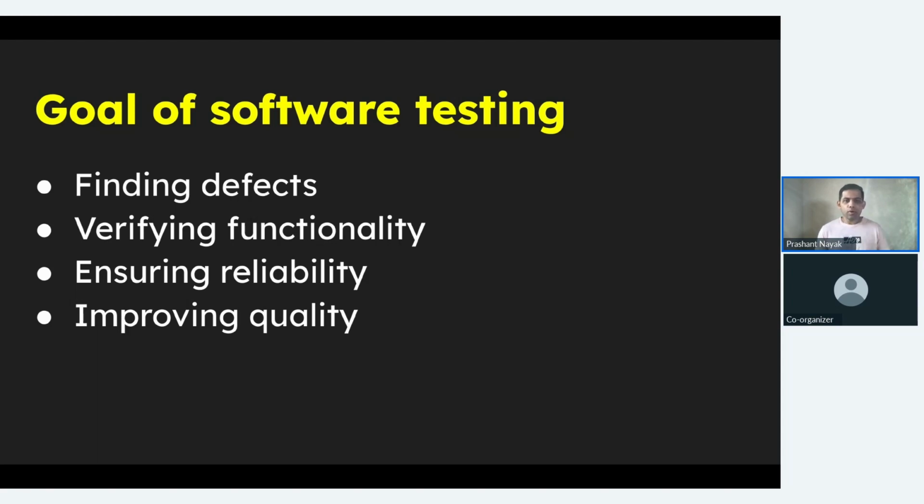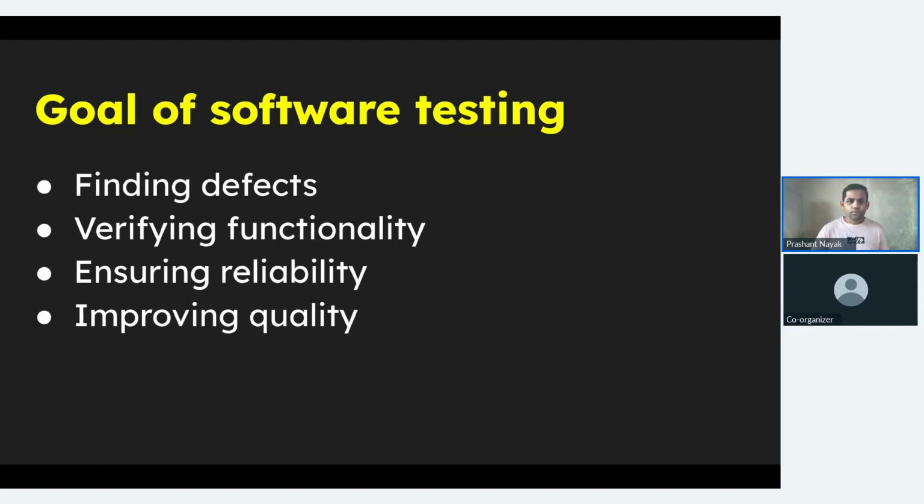And improving quality, making sure that we find as many defects as possible, and that the application is user friendly and usable by the target audience. In case there is any kind of defect, we raise it to the development team, get it fixed, and retest the defect once the fix is available. That makes sure that the quality of the application is improved. So these are the four goals: finding defects, verifying functionality, ensuring reliability, and improving quality.